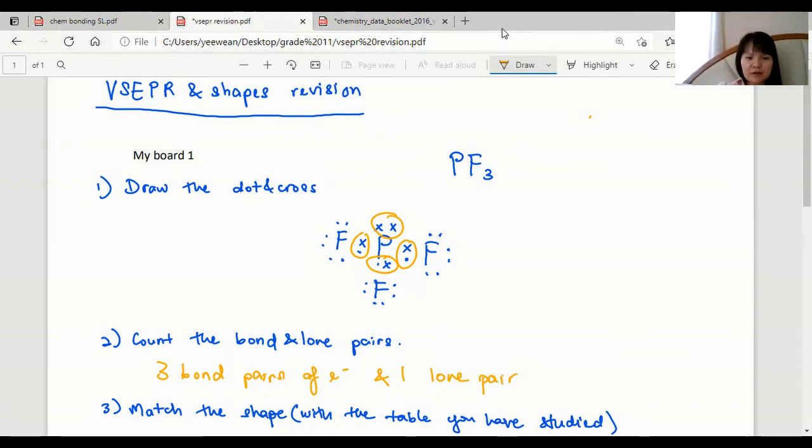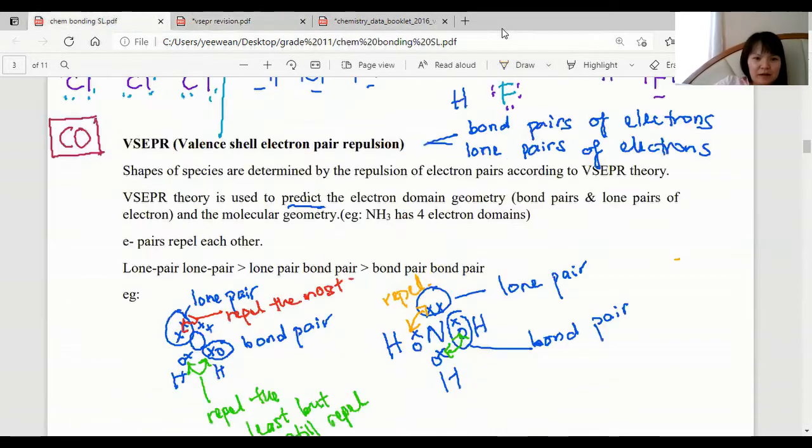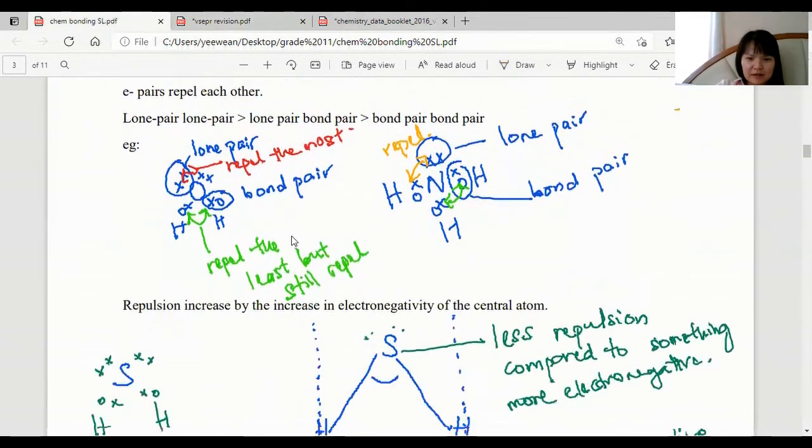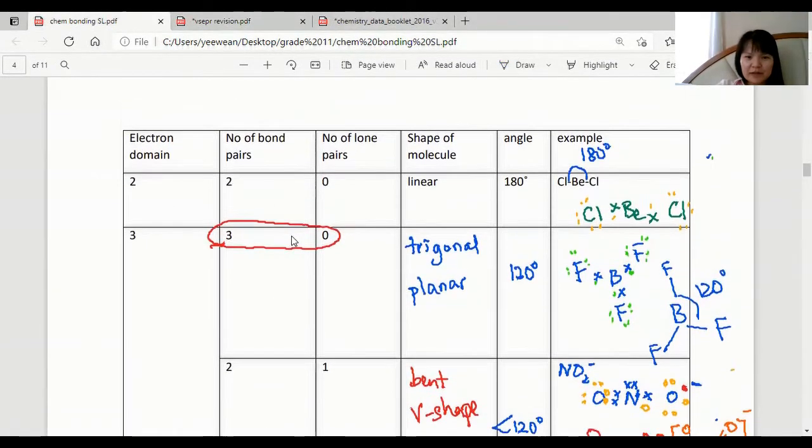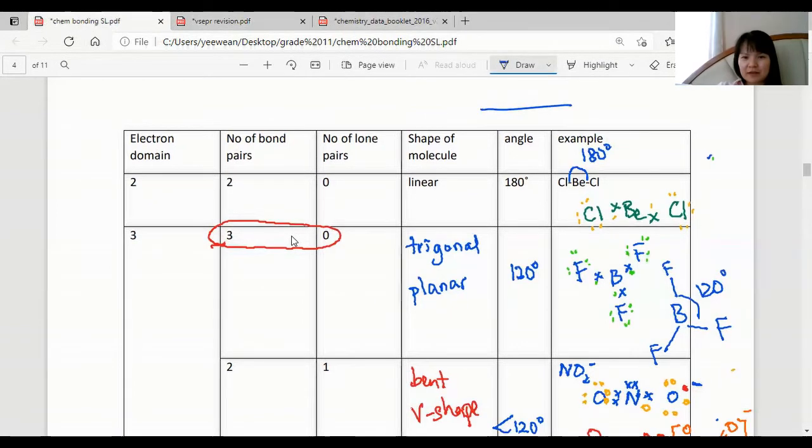Okay, so the third step is to match with the table. We've done that table here. If you look at the table, you do need to study it. If you have 2 bonded pairs with no lone pair, it's going to be a linear shape, as in straight. So the angle is 180. That's as far as it can go. This is to minimize the repulsion.